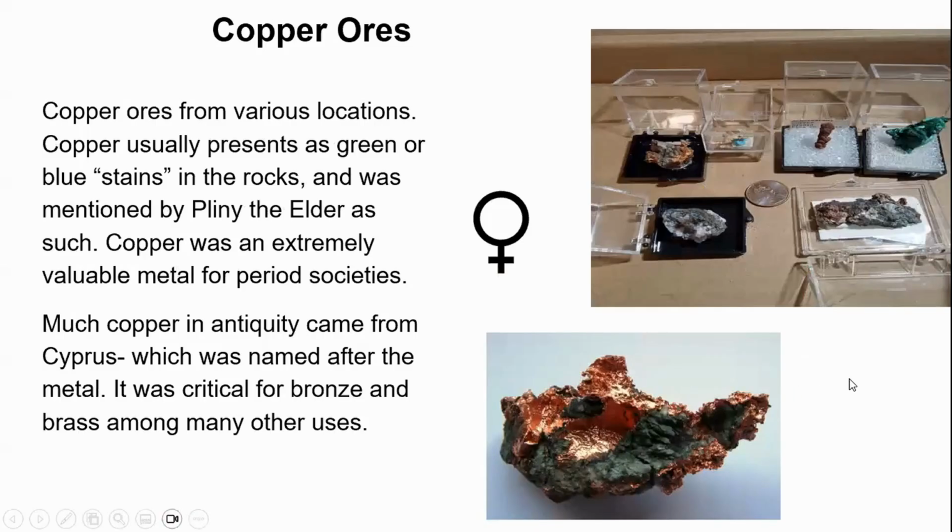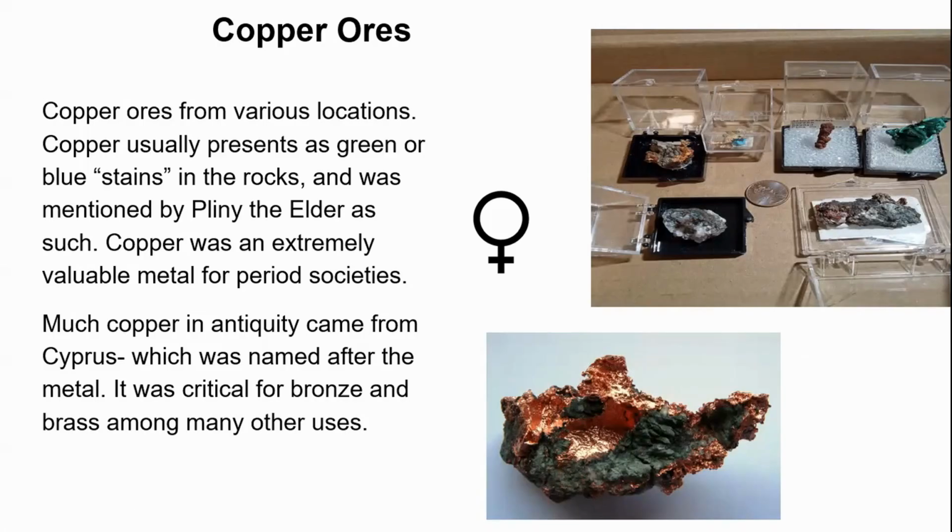Copper ores from various locations. Copper usually presents as green or blue stains in the rocks and was mentioned by Pliny the Elder as such. Pliny the Elder died in 79 AD when Vesuvius erupted. Copper was an extremely valuable metal for period societies. A lot of copper in antiquity came from Cyprus, which was named after the metal, and is critical for bronze and brass, among many other uses.